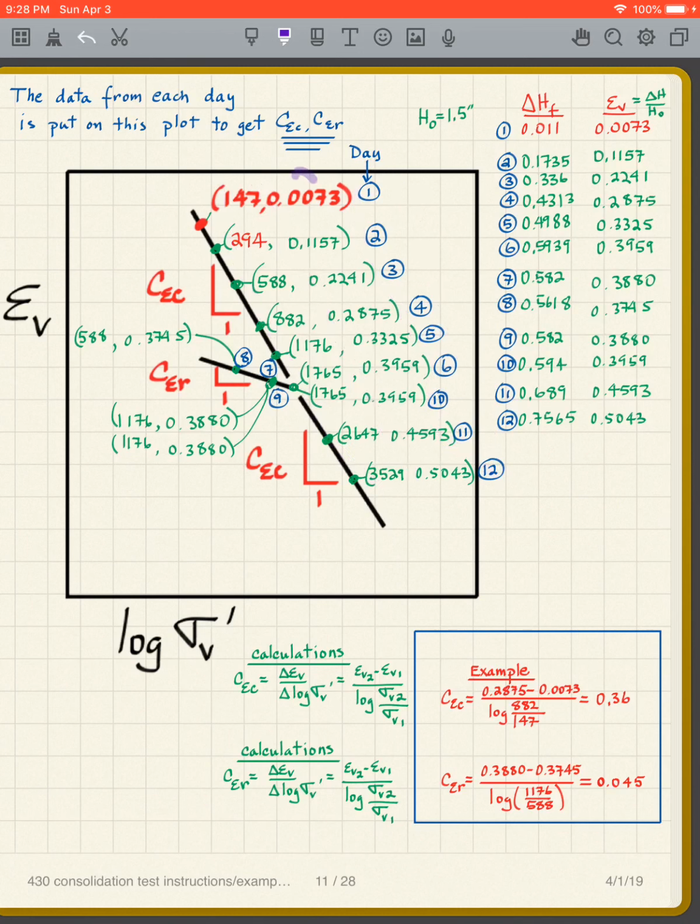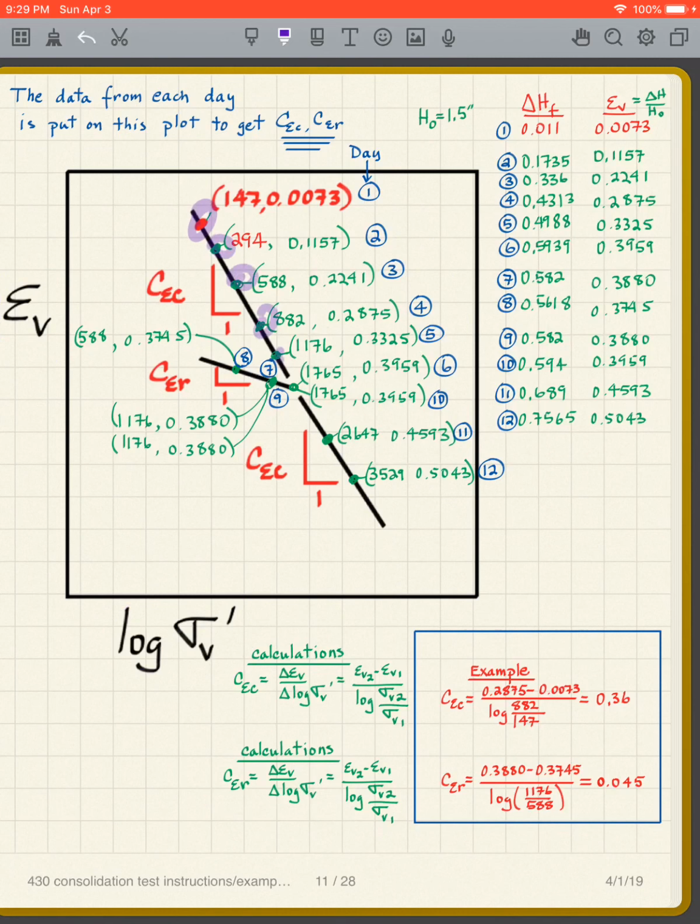And here are my epsilon V's for the different days. Those are days 1 through 6, 10 to 12. And just to let you know, we also have to put on 7 and 8 and 9, which are those. And they're given there. So what we do is we plot them on my epsilon V log sigma V prime. So again, I have to put this on a log scale here. So you got to put it on your log paper. And you put all these different points.